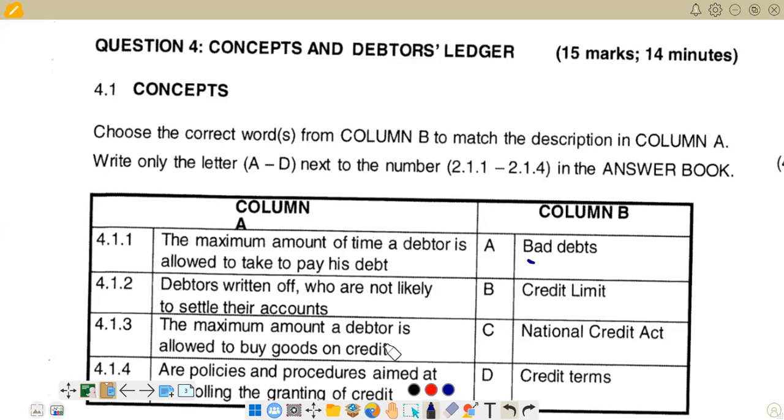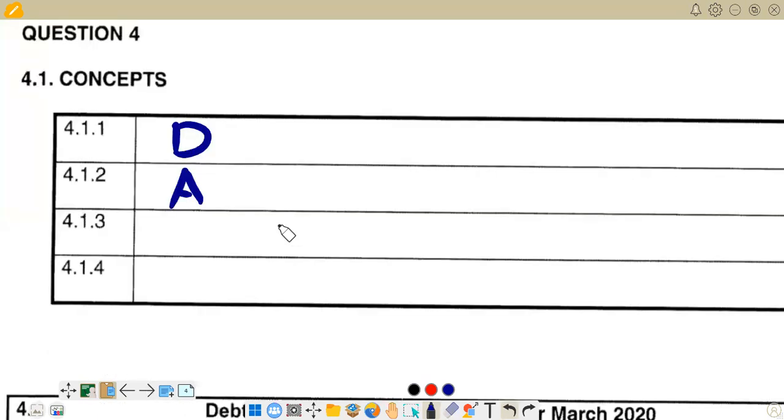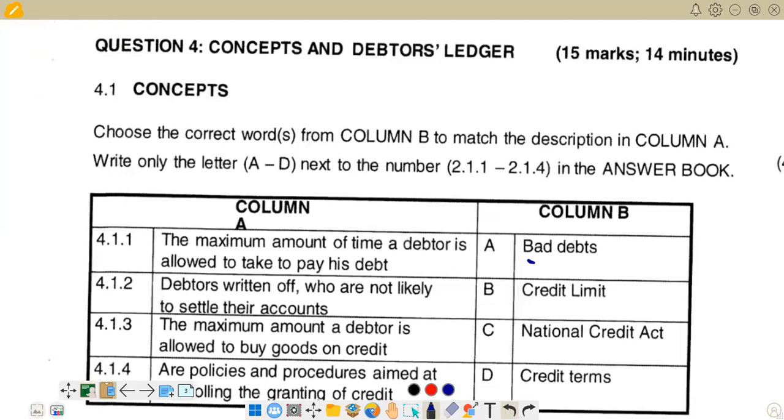You know that this is the credit limit, meaning a debtor cannot buy more than that amount. If it's 30,000 rands, it means you cannot buy more than 30,000 rands. This differs from one debtor to the other, depending on the income of each debtor, for example. That can determine the credit limit of that debtor. So this is what we have. So 4.1.3, we have got B. 4.1.3 there, we put our B there. So we can go to 4.1.4 and see what it reads.